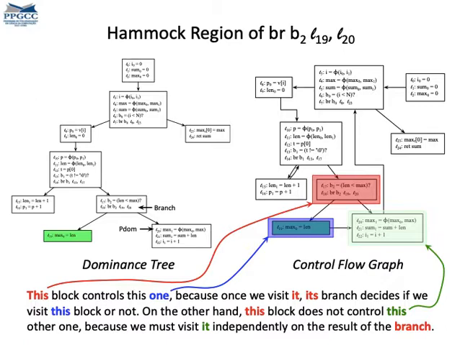In this figure, we can see the dominance tree and the CFG of the program. The basic block marked in red controls the basic block marked in blue here. This fact follows from the definition of control dependence. The red block dominates the blue one, but the blue block does not post-dominate the red block. Do you remember control dependence? In practice, once the program flow arrives at the red node, it might visit the blue node or not, and that depends on the branch at the end of the red block.